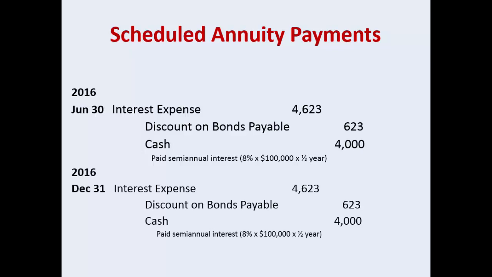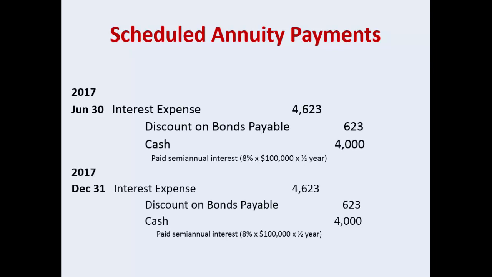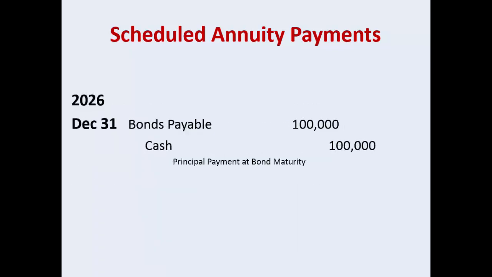But with a straight line, your journal entries are identical every 6 months. They do not change. Again, same journal entries. Doesn't change as it does with the effective interest method. And then finally, when the bond matures, you take it off the books. Debit bonds payable and pay the $100,000.